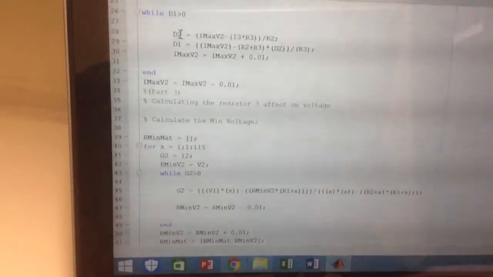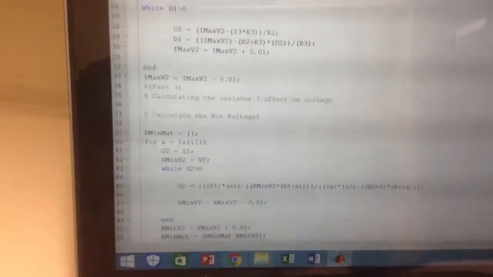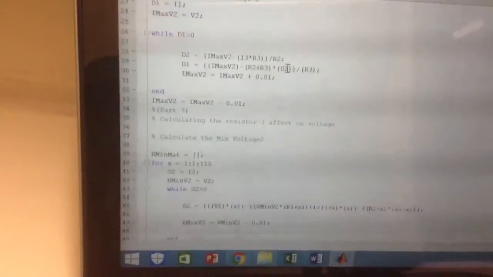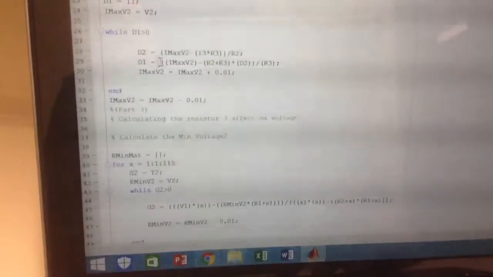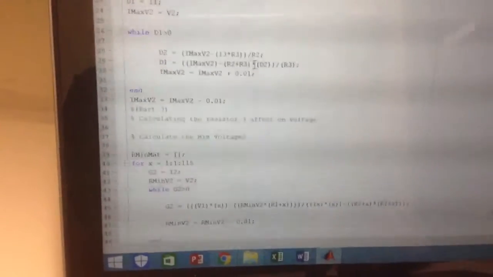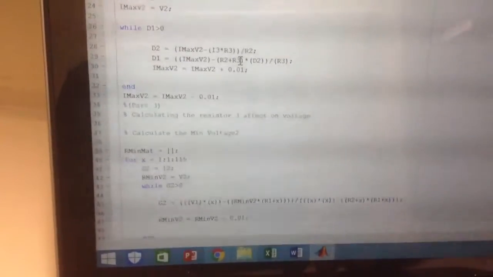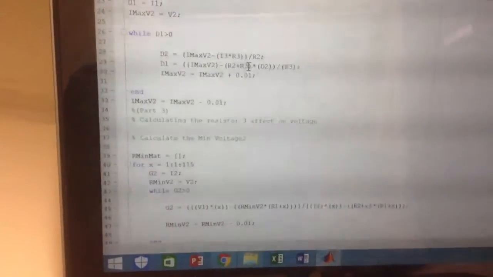Let's see. D2. We change the variable name. D2 is still I2, I1 is still D2, and the voltage becomes the maximum V2. Still the same formula, and the new formula will drive the function. Let's say this I3, R3, they are the same. R2 is still the same. The D2 we don't know, V2 we don't know, D1 we don't know. But I2, R2, R3 we already know.